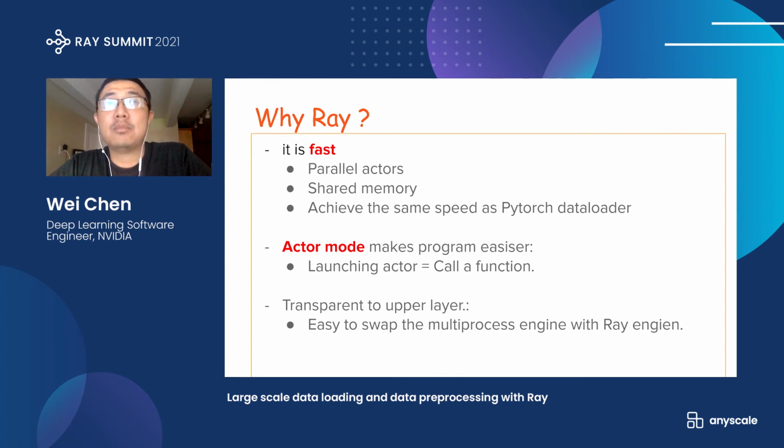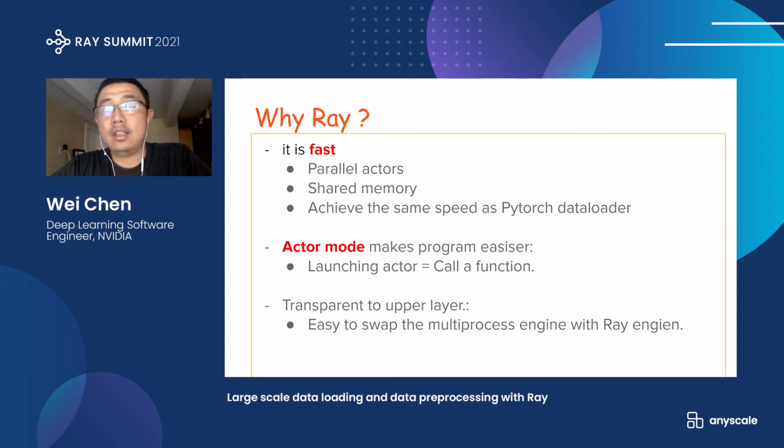And the second reason is that the actor mode makes programming easier. For a lot of deep learning engineers whose background is mostly machine learning algorithms, if they don't have a lot of background in distributed computing, multiprocessing, or multi-threading, it's still quite easy for them to write the code. They can spend a few hours to write the actors and run those actors in parallel. Basically, launching an actor equals a core function from the Python side. So as long as you can write Python code, it shouldn't be hard to wrap your Python code into an actor and run those actors in parallel in separate processes.